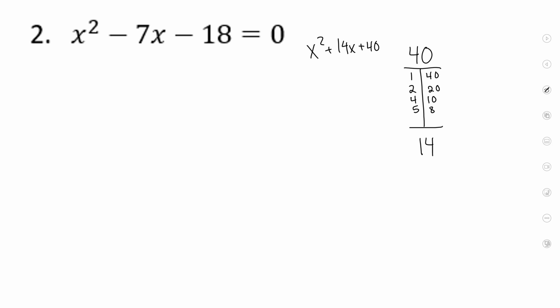Okay, I'm just going to stop there for now. Which one of these numbers, if you add them together, will give you 14? And the answer is this one.